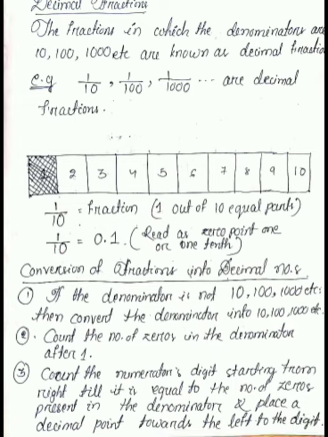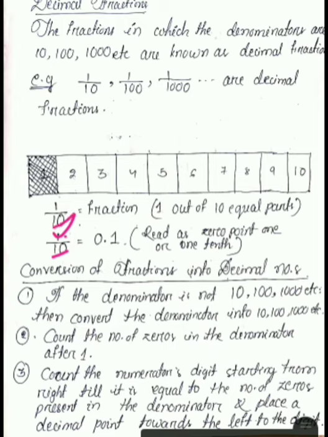Okay. Now step 3. Count the numerator's digits starting from the right, till it is equal to the number of 0s present in the denominator. So students, starting from the right, we count the digits. Only one digit is there. Till it is equal to the number of 0s present in the denominator. Only one 0 is there. We have counted one digit also.